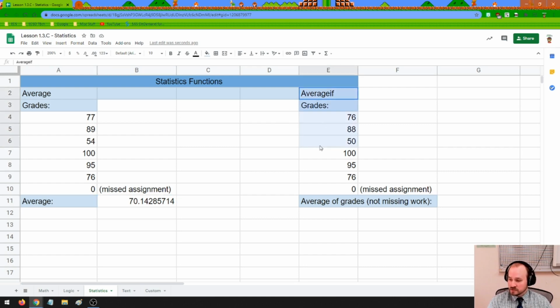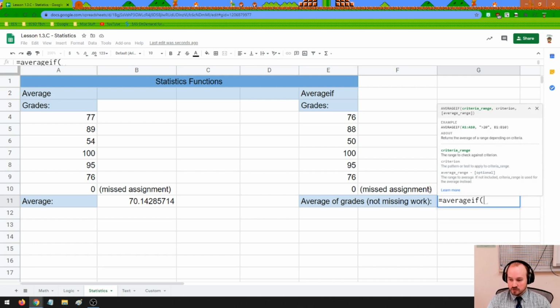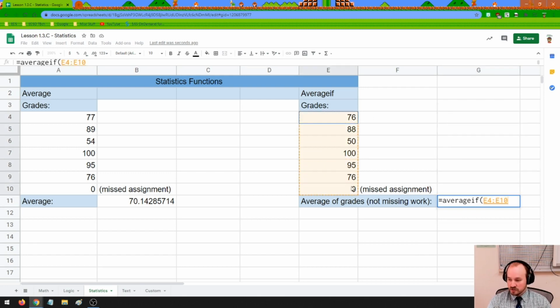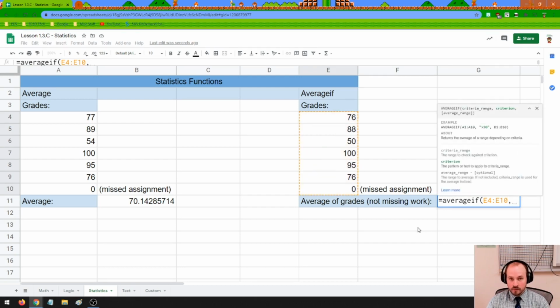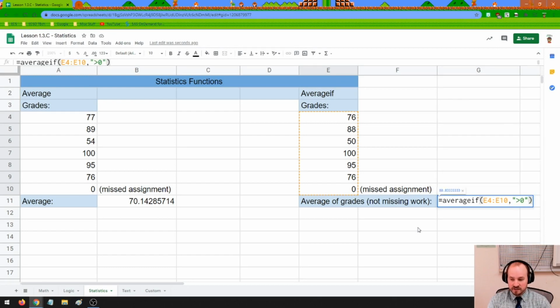All right, let's move over to this one. This one is called average if. And average if is a way to put in a specific criteria or a specific set of rules to say, find the average of only the things that I care about. So in here, I'm going to put in equals average if parentheses. It says we need to choose the range, so we're going to choose all of these. But before we close the parentheses, we're going to put a comma, and we're going to put a rule in quotations. I'm going to put in quote greater than 0, end my quote, and close the parentheses now.